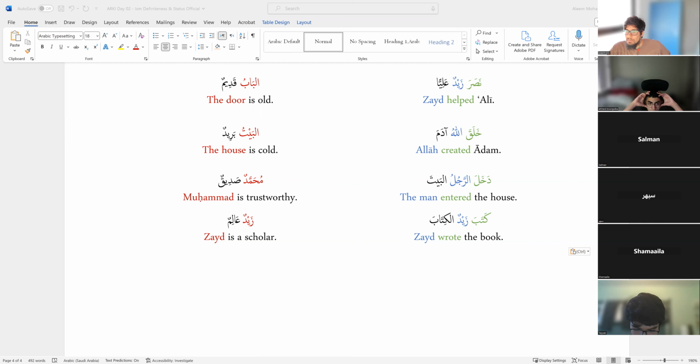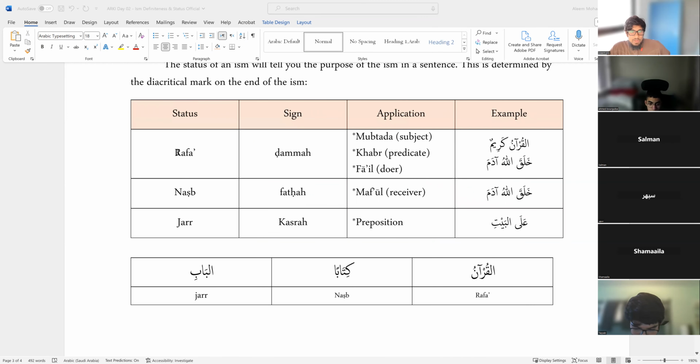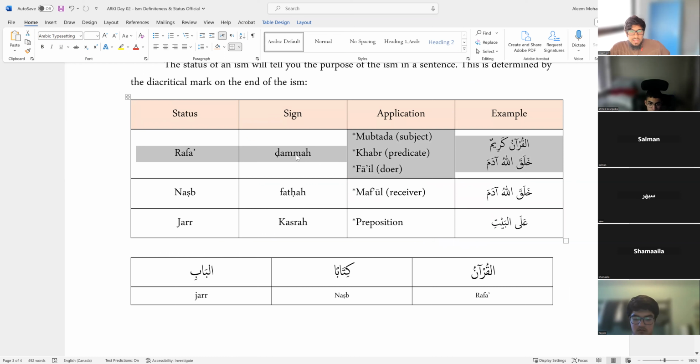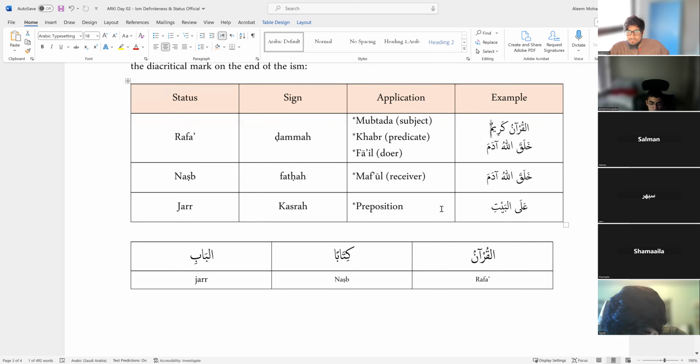Can you go over what rafa means again? Just trying to absorb it. No problem. The term rafa, what we covered here, is essentially indicating that it's in a particular state, and the state tells us that it's going to be your mubtada, your khabar, or your fa'il, depending on where it's placed in the sentence. And the sign of that is going to be the dhamma. So in a nominal sentence, al-Qur'anu, this word is in a state of rafa. How can I tell that? Because it has a dhamma ending. My khabar over here, or my predicate, is also in a state of rafa. How can I tell that? Because it has a dhamma ending.